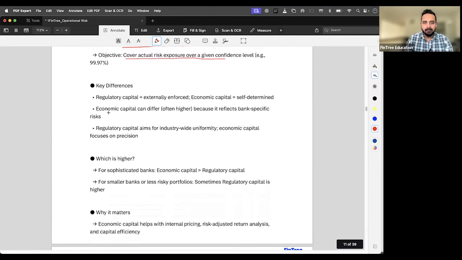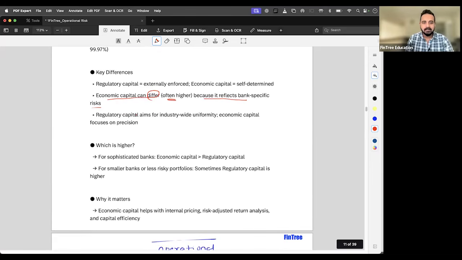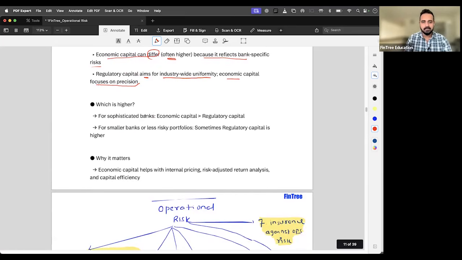Okay. Now, can economic capital be different? Yes, it can be different because the bank feels that, hey, according to the regulator, my operational risk should have only 15% capital, but I have recently started a business that requires very heavy operations. Maybe I should have a higher capital for internal calculation purposes, right? So my economic capital can be a little higher. It generally is already higher. Regulatory capital aims at industry-wide uniformity. Economic capital is very bank specific, right? Regulatory capital will have the same set of rules for all the banks, but economic capital I can do for my own purposes.